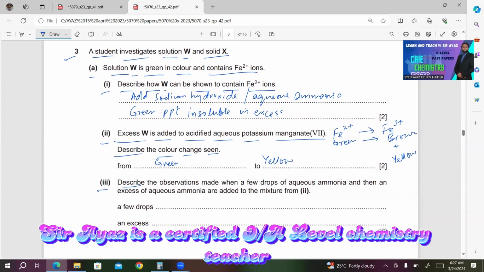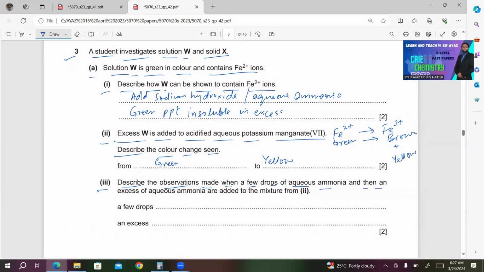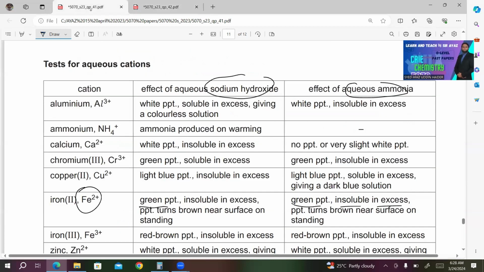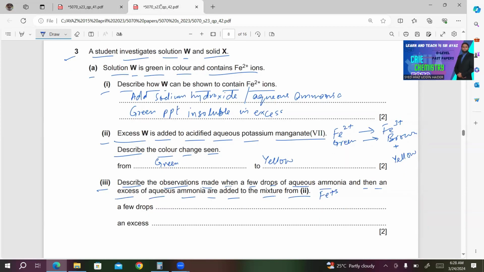Number 3, describe the observations made when a few drops of aqueous ammonia and then an excess of aqueous ammonia are added to the mixture from 2. Now this time you are testing the presence of Fe3+. So what will happen? For Fe3+, you will see a red-brown precipitate, either with sodium hydroxide or with aqueous ammonia, in both cases, and it's insoluble in excess. So you write red-brown precipitate and insoluble.